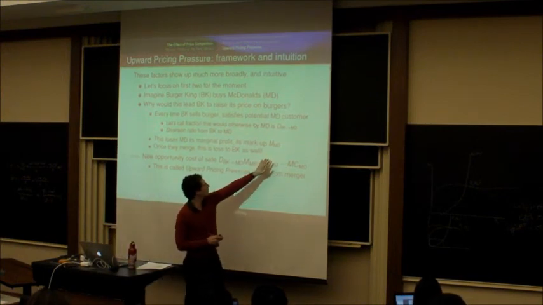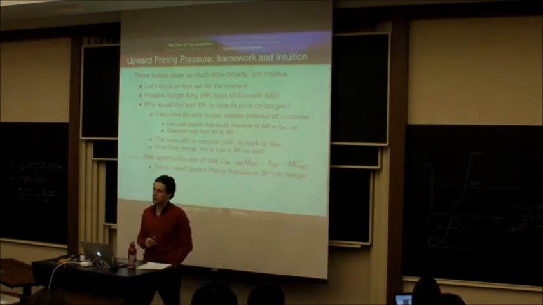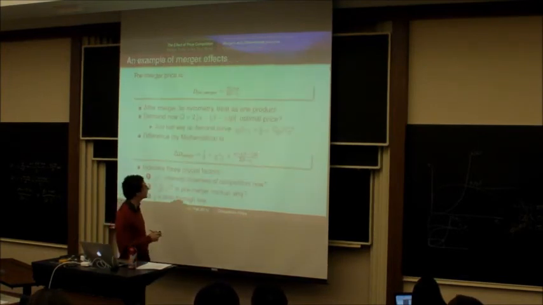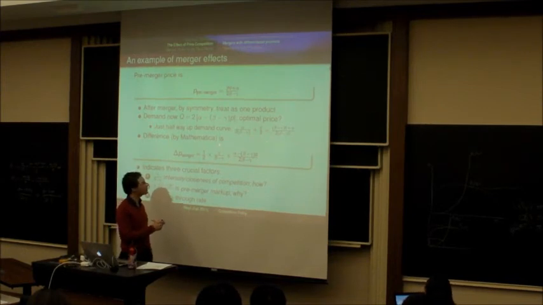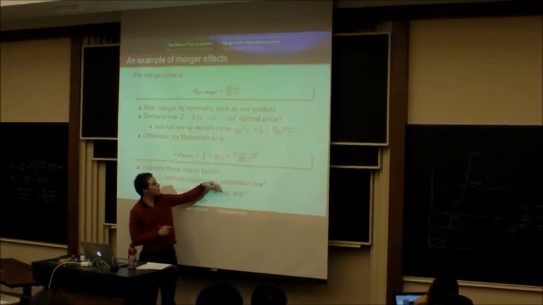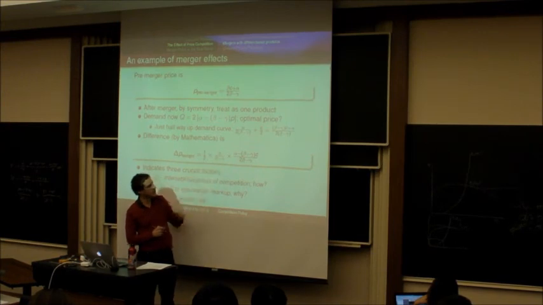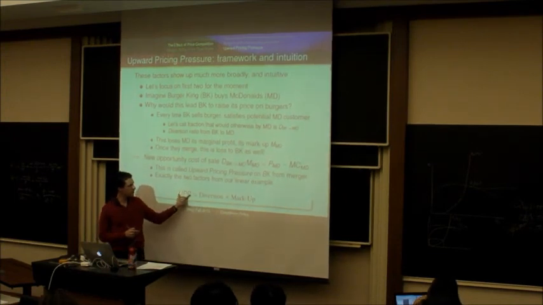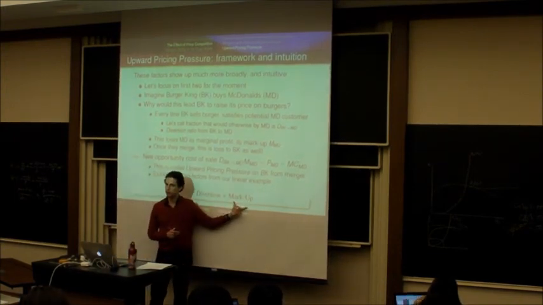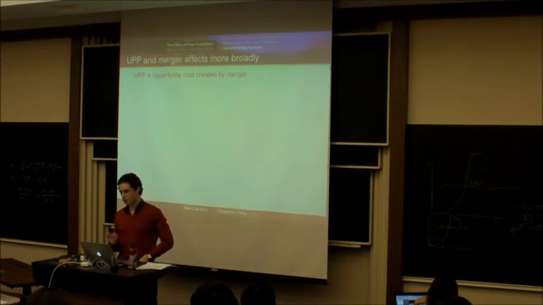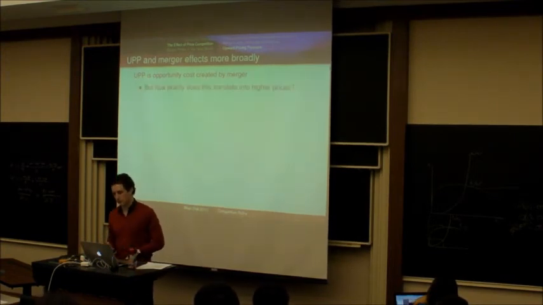And this quantity on the left-hand side here is called the upward pricing pressure on Burger King created by the merger with McDonald's. And notice that this is exactly the two factors in our linear analysis, right? This was the markup, and this was the diversion ratio, because this was the ratio of how much the other guy's sales increased to how much my sales declined. Okay, so upward pricing pressure is the diversion ratio times the markup. Okay, so the UPP is the opportunity cost that's created by a merger.